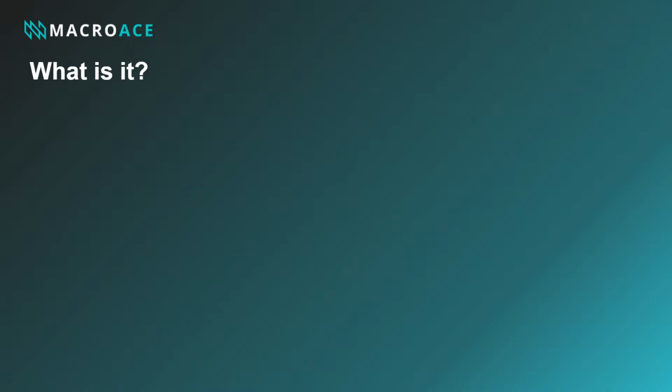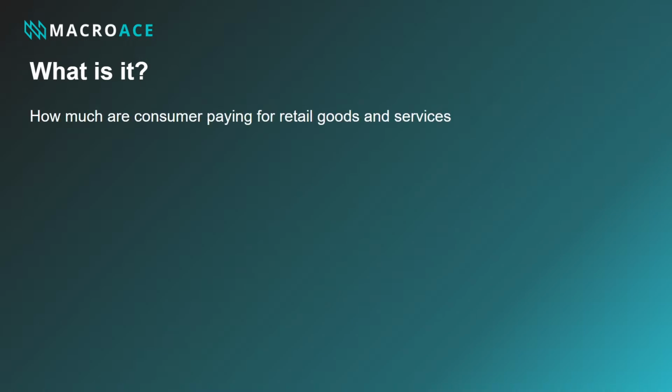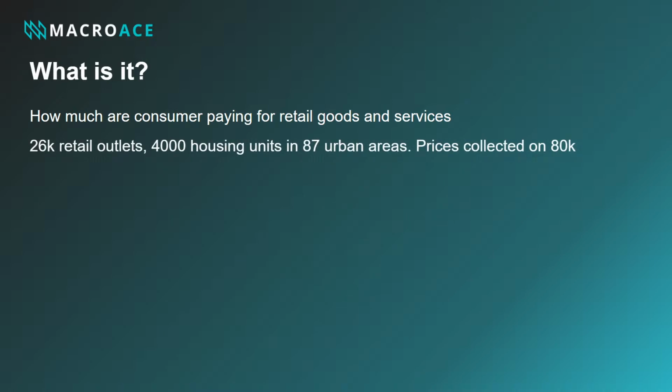So first of all, what is CPI? It measures how much consumers are paying for retail goods and services. The way it's measured is that people go to overall 26,000 retail outlets and 4,000 housing units in 87 urban areas, and prices are collected on 80,000 different goods and services.